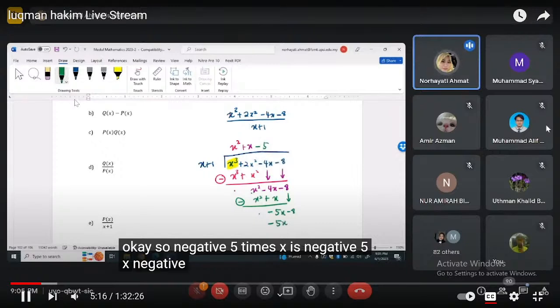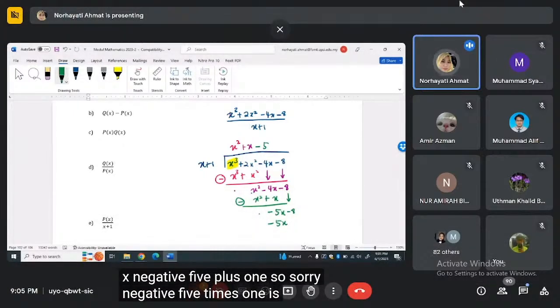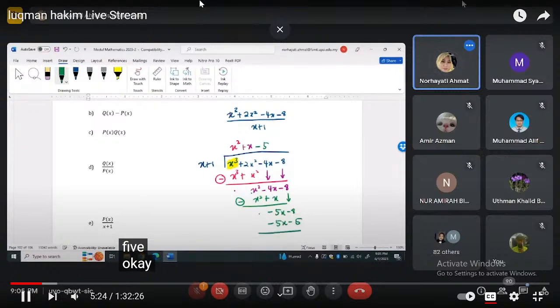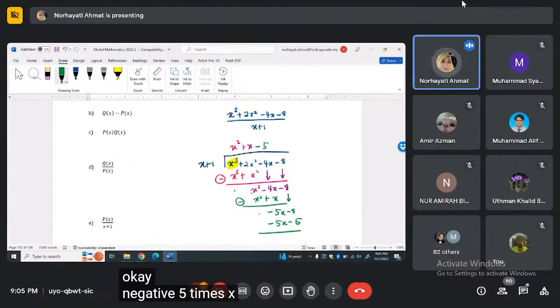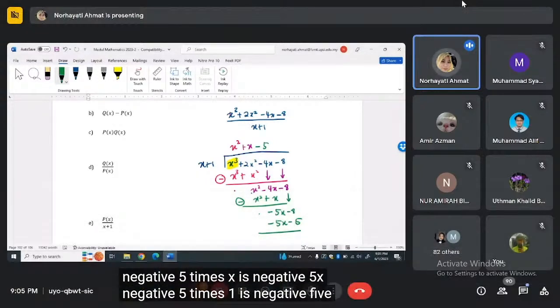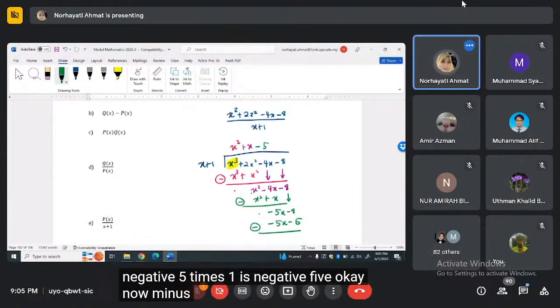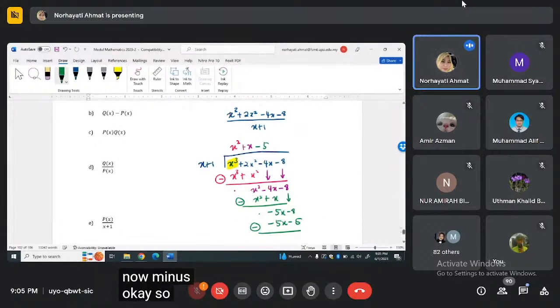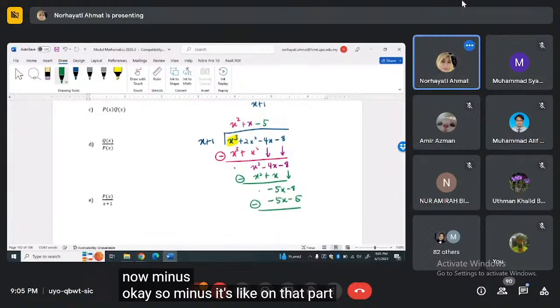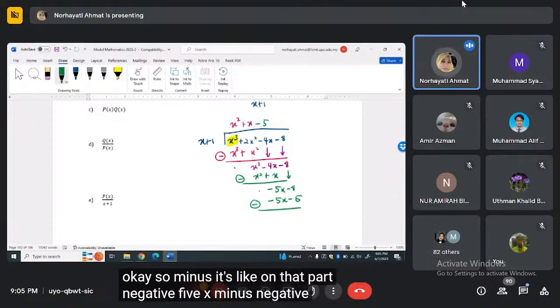Negative 5 plus 1, negative 5 times 1 is negative 5. Okay? Negative 5 times x is negative 5x. Negative 5 times 1 is negative 5. Okay, now minus. So we will get negative 5x minus negative 5x is 0.